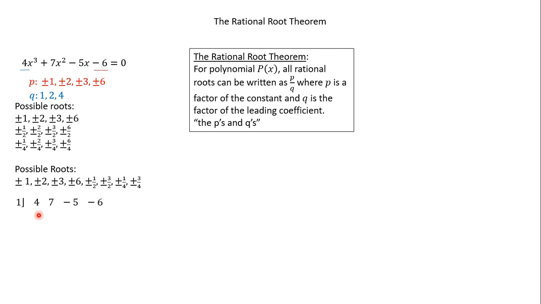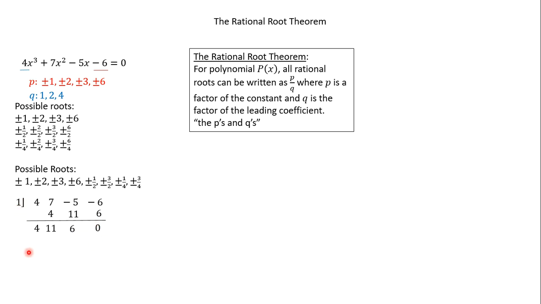So we can set up our coefficients. We can draw a line, and then we can do the synthetic division. We bring down a 4, multiply, add, multiply, add, multiply, add, and look at that. It's a root. So 1 is a root.